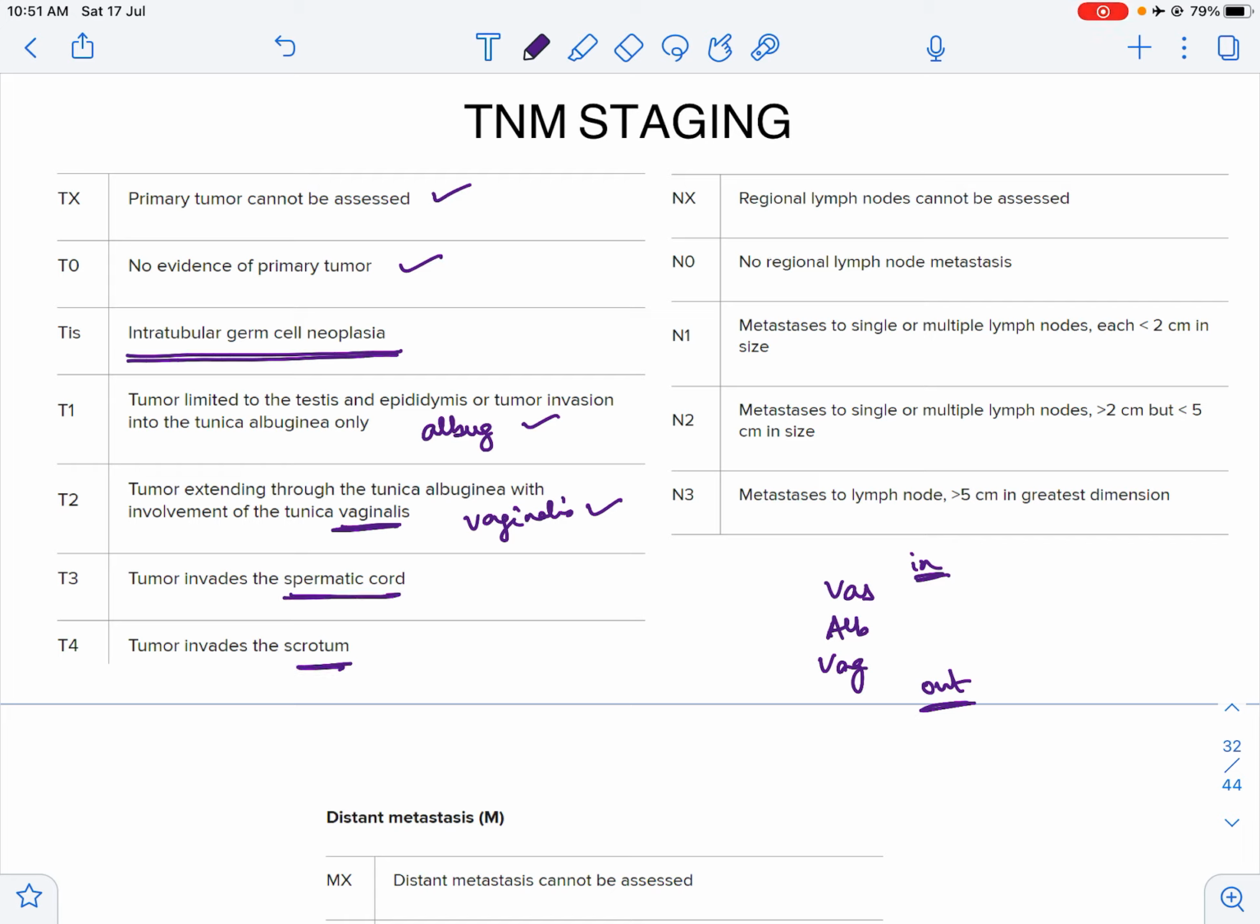Now looking at the lymph nodes, N1 means it is up to 2 centimeters in size. Here it can either be a single lymph node or multiple lymph nodes, but the bottom line is that the size of the lymph node is up to 2 centimeters only. N2 is 2 to 5 centimeters and N3 is more than 5 centimeters.